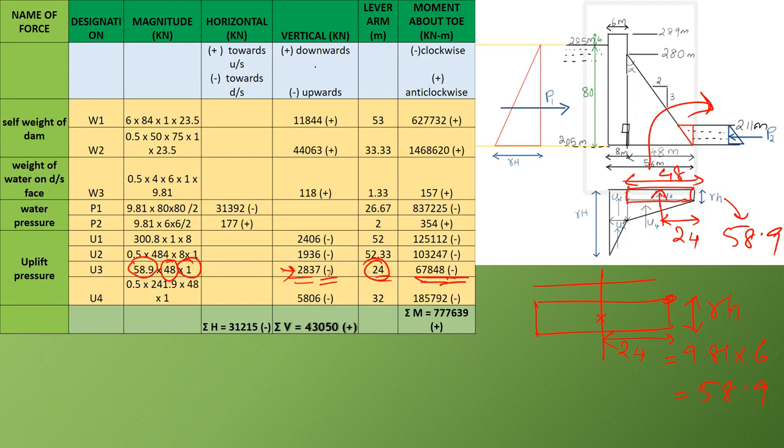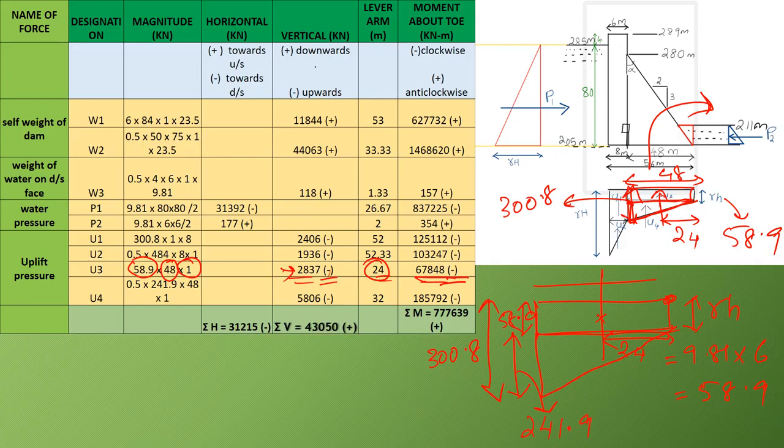Now next is the force due to this triangle, the triangle below that. If you draw it here, this entire height we have found out earlier, this is 300.8. So the total height is 300.8, and this is 58.9. Therefore this height is 300.8 minus 58.9, that is equal to 241.9.